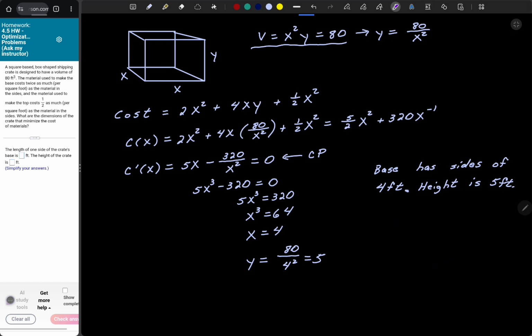So you don't have to show that. You could do that, but as far as the solution to the problem, we would just need to get that the base is 4 and the height is 5. All right, guys, pretty good problem.